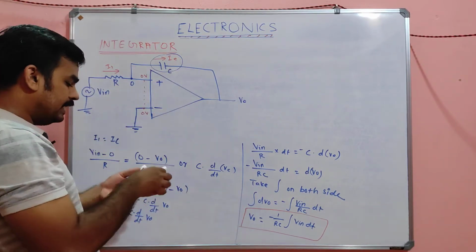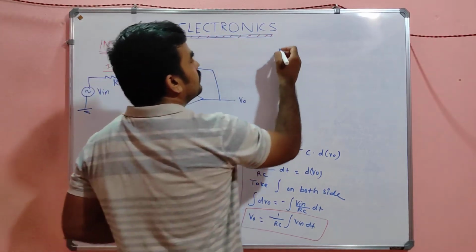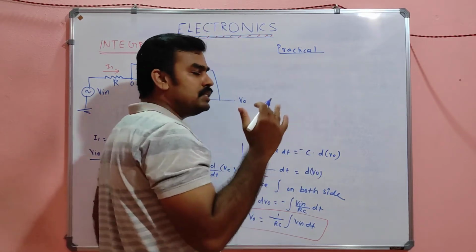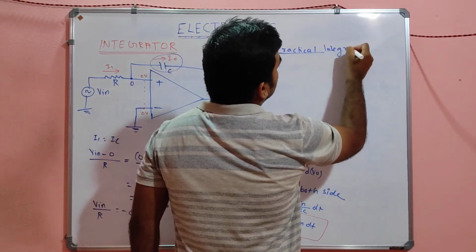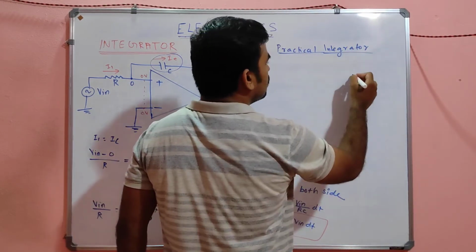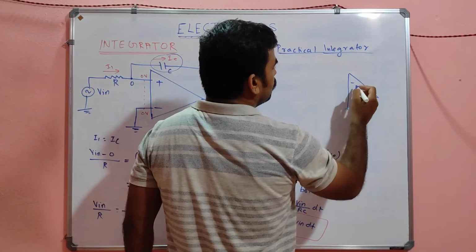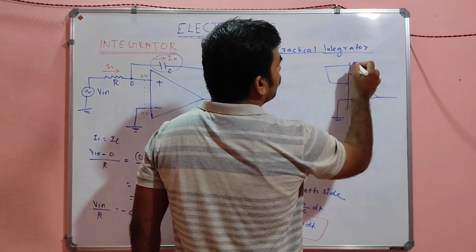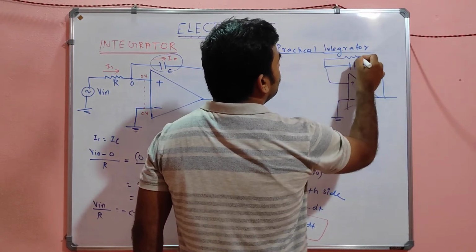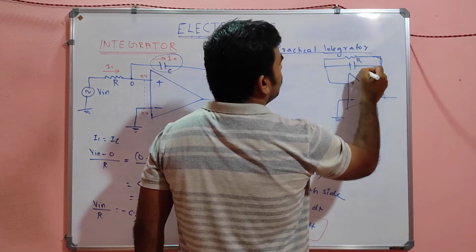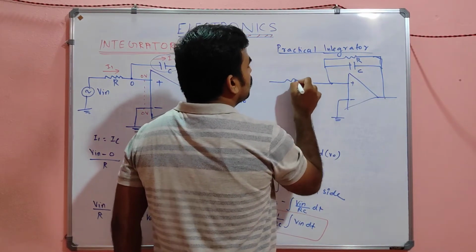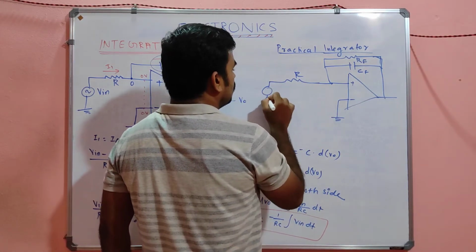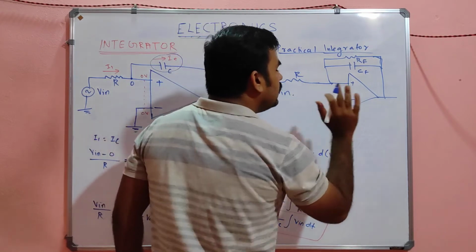This is nothing but, my dear, the ideal integrator circuit. I will tell you the practical integrator circuit. In the practical integrator circuit, there is a small change for overcoming that problem. There will be a resistor, that's all. There is already one resistor. There will be RF and there will be CF. There will be R and this will be the P input. Only this change will happen.